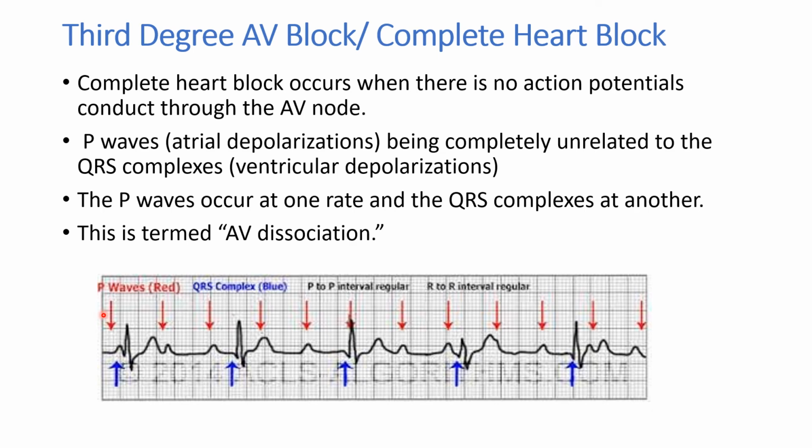So in this ECG rhythm strip, red arrows are showing P waves and blue arrows are showing QRS complexes. Here you can see atrial depolarizations are completely unrelated to the ventricular depolarizations. So the P wave occurs at one rate and the QRS complexes at another rate.